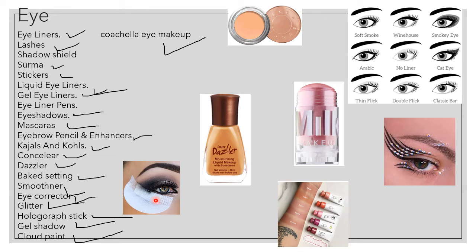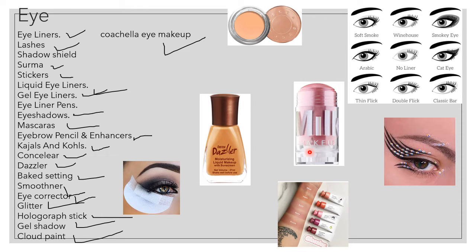The holograph stick is also very, very important. Here you can see a Milk Makeup holograph stick. The holograph stick basically gives you a first look makeup. It gives you a prismatic glow. It gives you a setting spray idea, so that there is more natural and more candid makeup that is seen.